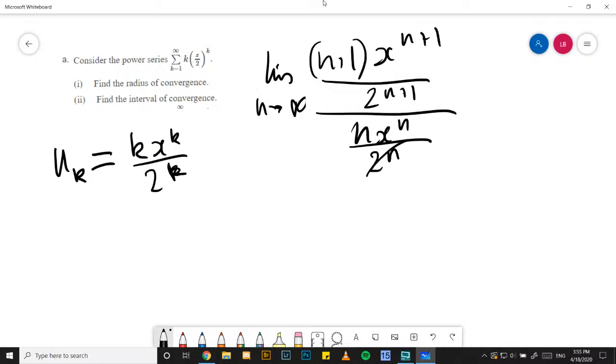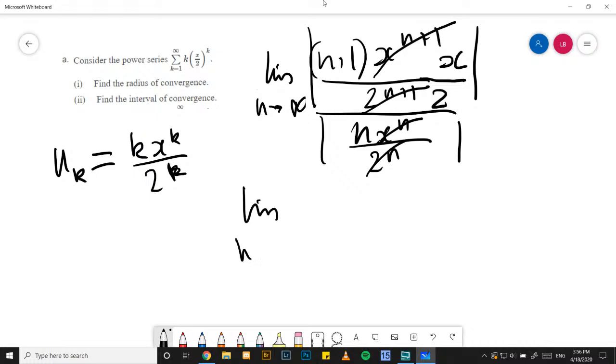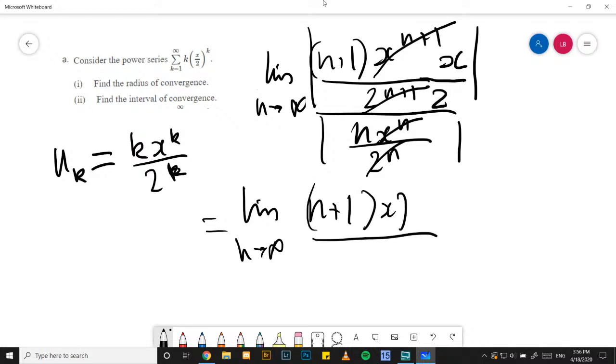So the 2 to the n cancels out over here, leaves just a 2 over there. Then the x to the n over here cancels out with the x to the n over here, just leaving an x up there. Note that I forgot to put in the absolute value signs, so there are absolute values of both the top and the bottom. After I finish all the cancellations, I get the limit as n approaches infinity of n plus 1 times x over 2n.